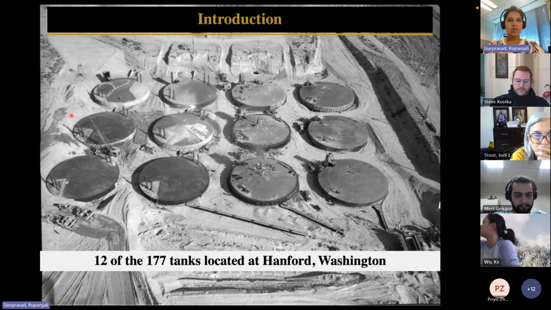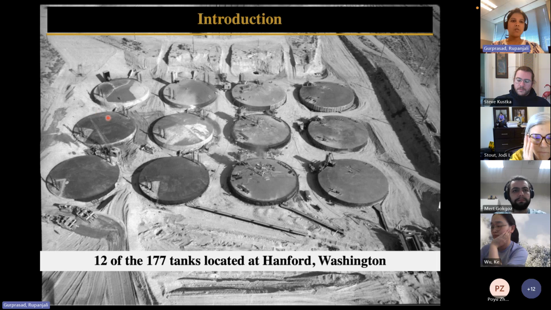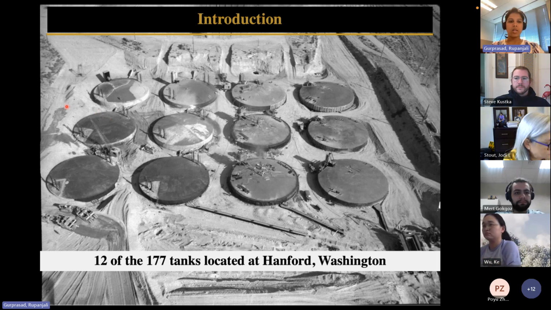So to give a brief introduction about Hanford as such, the Department of Energy, or DOE, is currently setting up a waste treatment plant at the Hanford site in Washington to remediate around 56 million gallons of nuclear waste, which were produced as an aftermath of a lot of plutonium production during World War II and the Cold War. Currently these wastes are stored in around 177 underground tanks, which are also located at Hanford in Washington. So you see 12 of those tanks in this picture here.